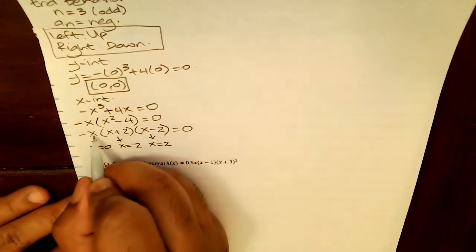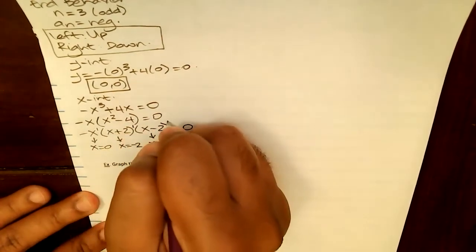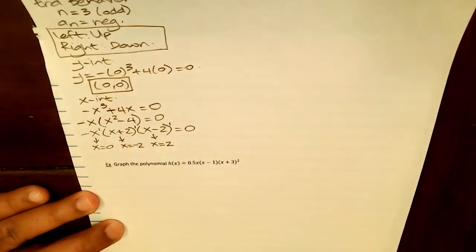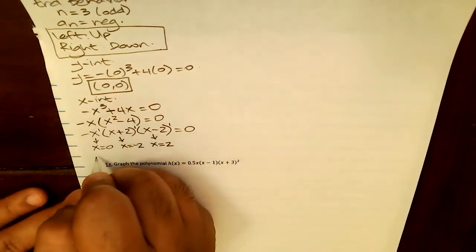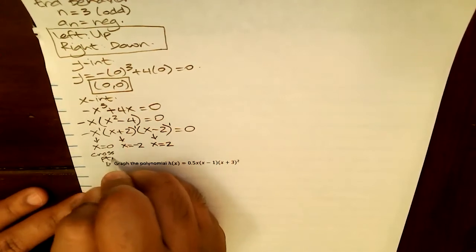Now, we also need to figure out if these are going to be cross points or touch points. Looking at the factored form, we have one of each. So they each have power 1, which is an odd number. So the multiplicity is odd. Because the multiplicity is odd, they are all going to be cross points.